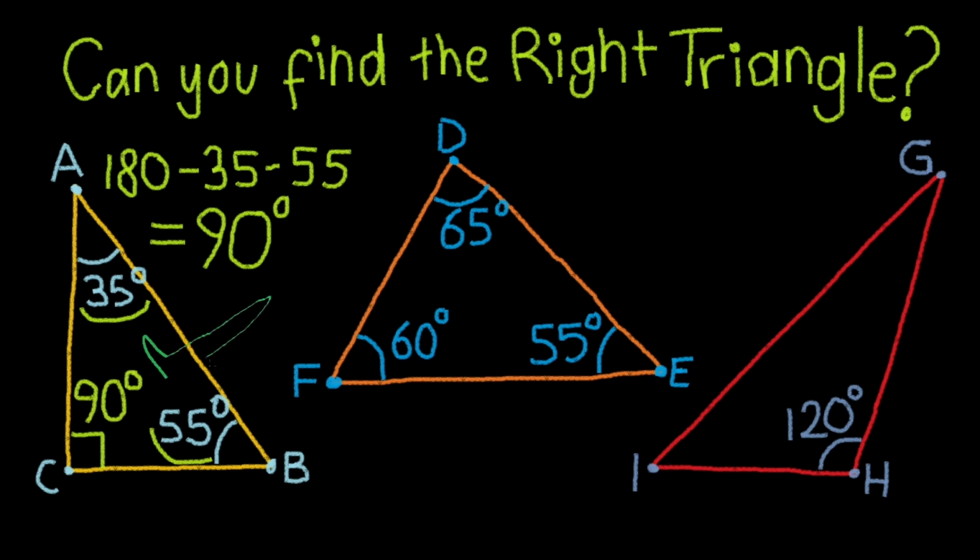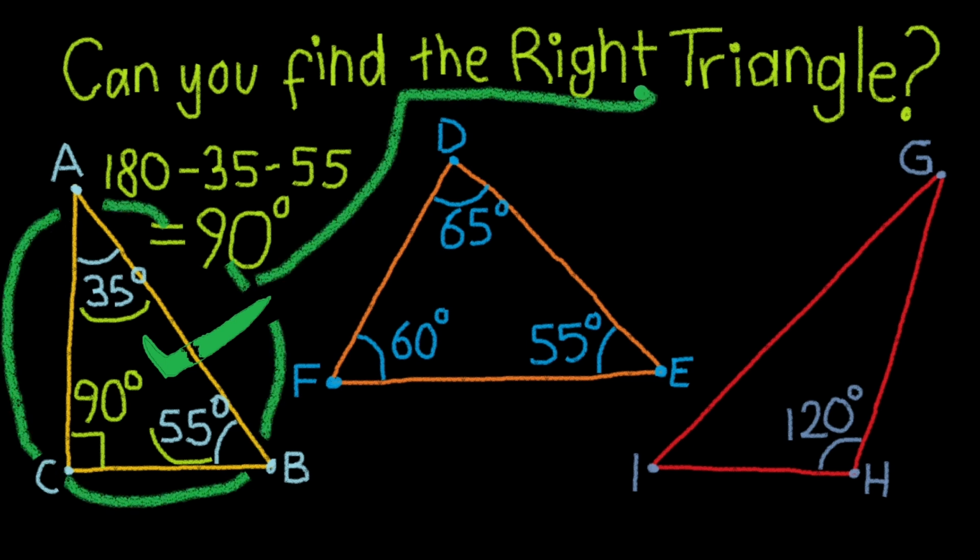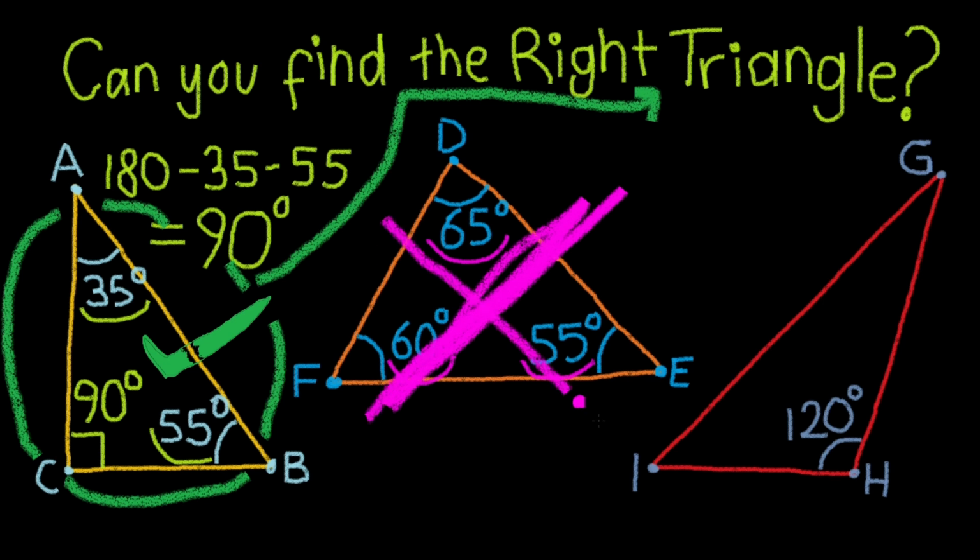It's the triangle ABC. But let us also look at the other two and see why they cannot be right triangles. The triangle DEF has angles that measure 65 degrees, 55 degrees, and 60 degrees. None of its angles is a right angle, so it is certainly not a right triangle.